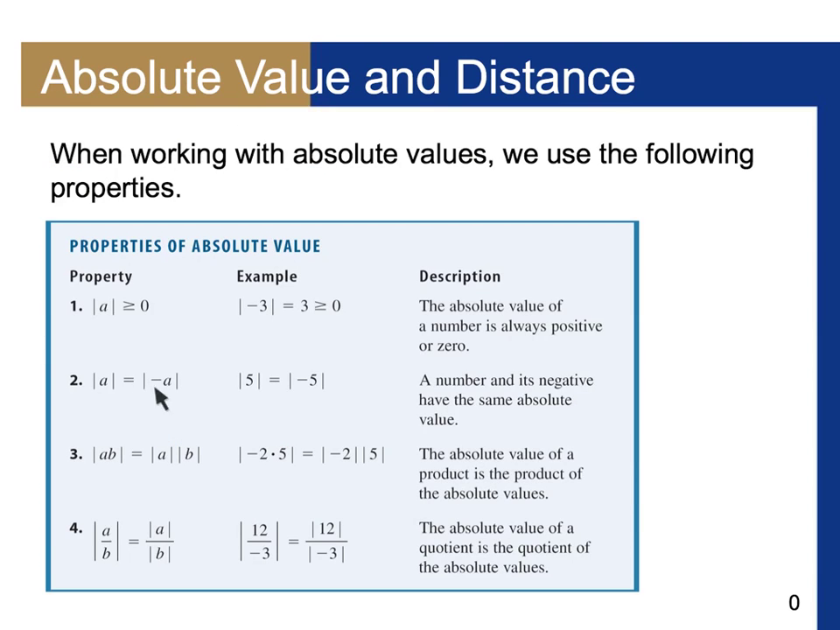Here are some properties of absolute value. The absolute value of A is always greater than or equal to 0 because this distance is always positive or 0. Now, it would be equal to 0 when your A is on 0.